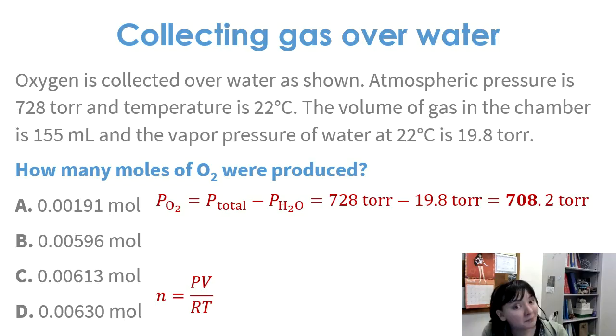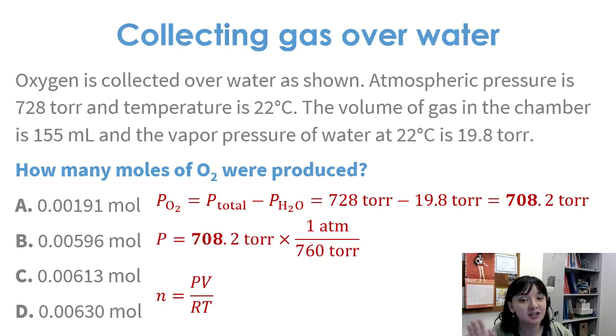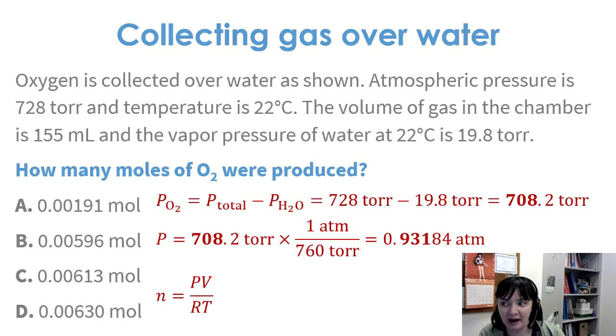But torr is not going to cut it for our ideal gas law equation, and so we're going to need to do a little conversion step, converting our 708.2 torr into atmospheres. Torr are just the exact same thing as millimeters of mercury. For whatever reason, we have different names for them. So our same conversion factor applies, 1 atmosphere per 760 torr. And so putting that into atm instead, our pressure is 0.93184 atmospheres. Again, just 3 sig figs here because our pressure in torr was also 3 sig figs.